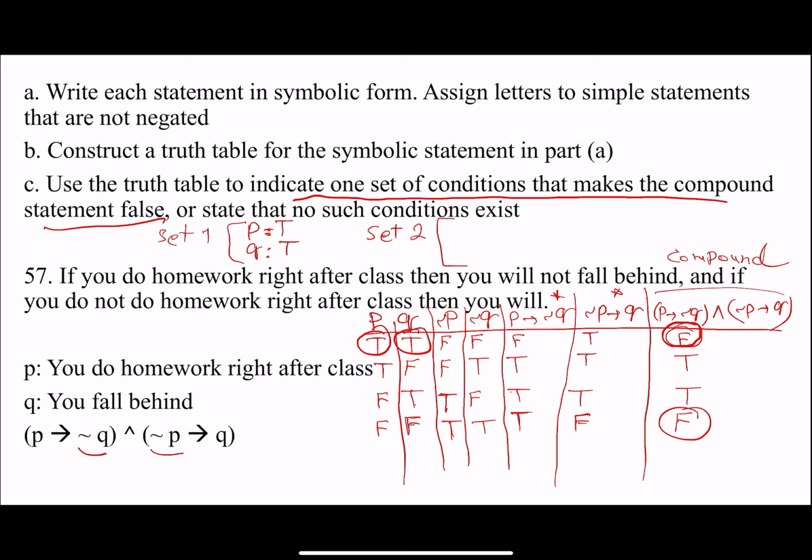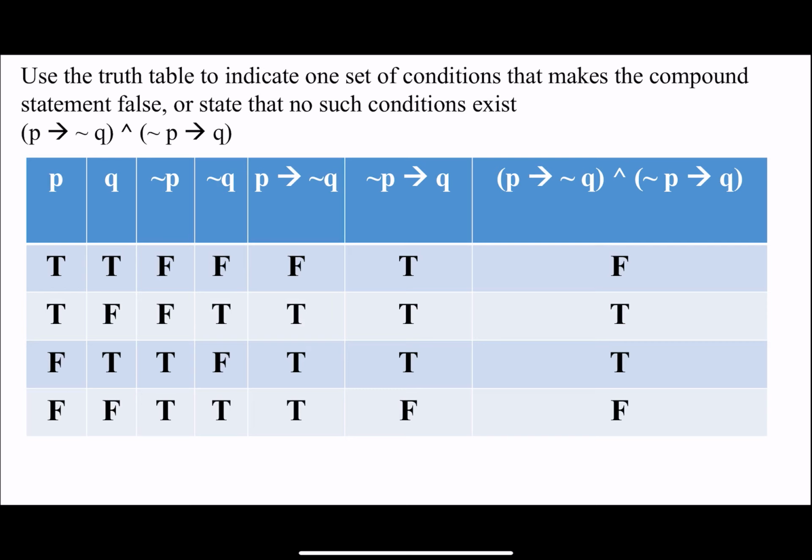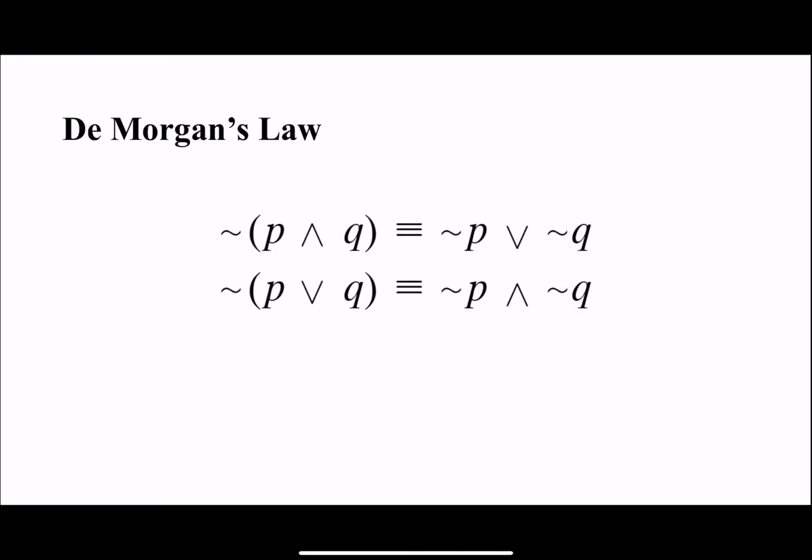So set 2, that's when the compound statement is false. Look at P and Q. Well, P is false and Q is false. So when P is false and Q is false, the compound statement is false. So this is how we answer this kind of question. What I did was draw a truth table for the compound statement, and I just picked one set that makes the compound statement false. That's when P is true and Q is true.